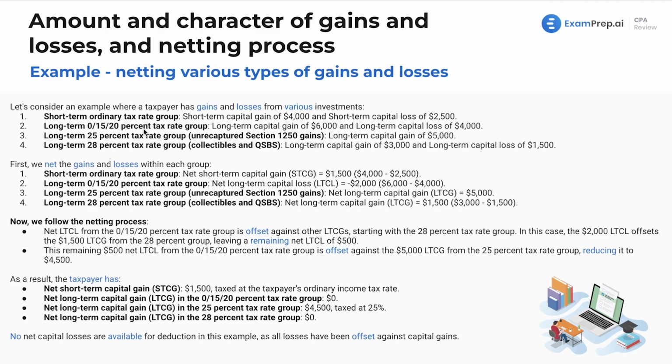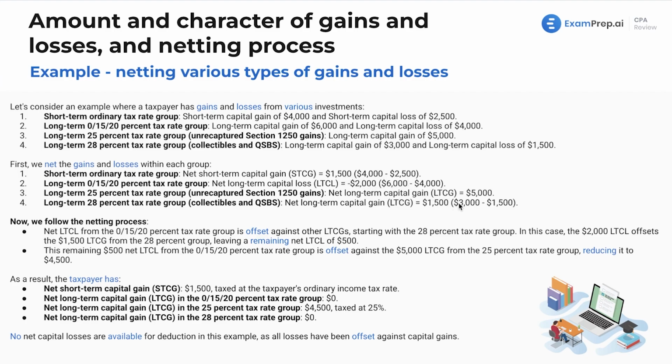We've got some from the unrecaptured 1250 gains, the 25%. That's going to be $5,000 long-term gain there. And then some from our collectibles, which is a long-term gain of $3,000 and a long-term loss of $1,500. First, what are we going to do? We're going to net everything within the group. So everything except for the 25% bracket has a gain and a loss that we have to net together. And that's the process here.